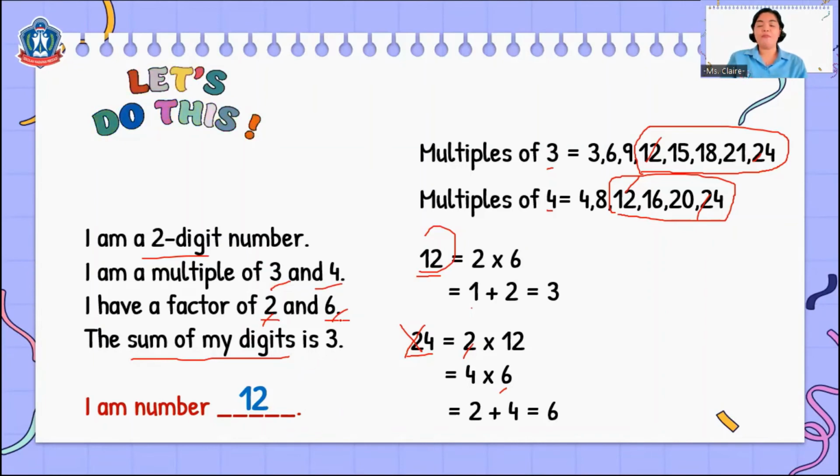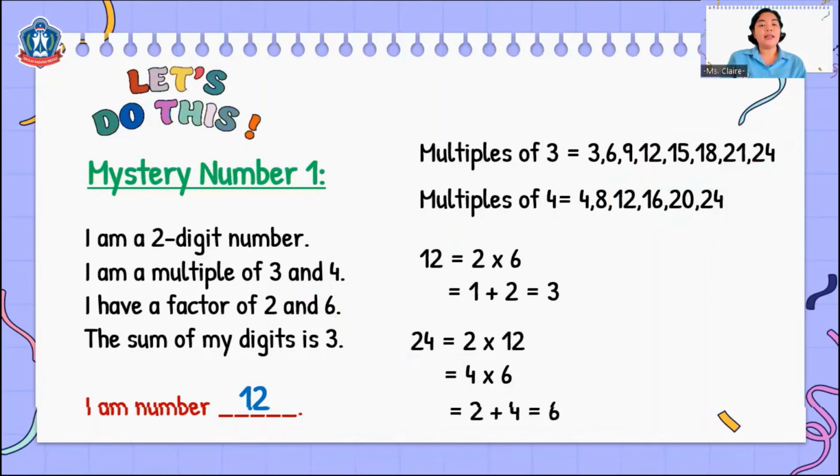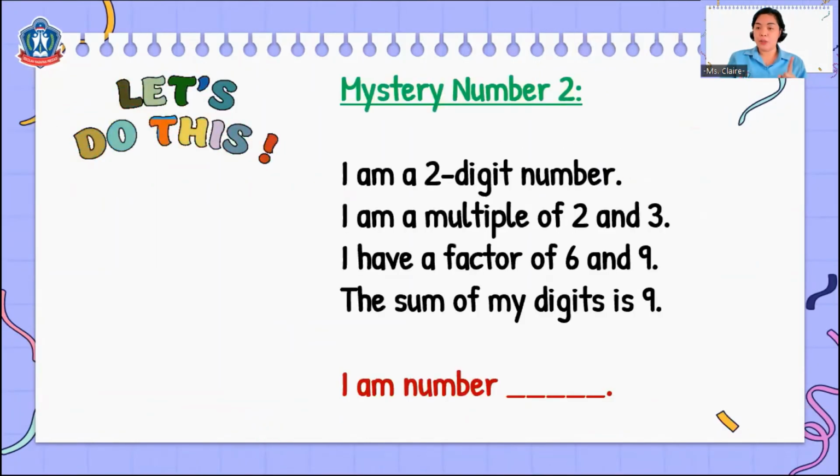Okay, people? I have here another mystery number. This is our mystery number 2. I am a two-digit number. I am a multiple of 2 and 3. I have a factor of 6 and 9. The sum of my digits is 9. Can you find this mystery number? If you know the answer, you can share that during our class.